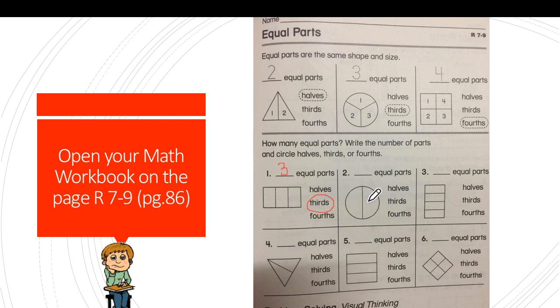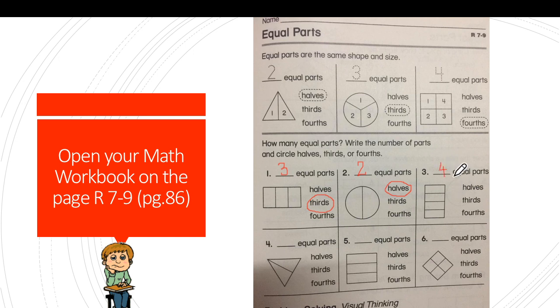Now let's see how many equal parts we have here. 1, 2. Write number 2 on the line on the top. What do we call two equal parts? Two equal parts we call halves. How many equal parts we have here? 1, 2, 3, 4. Very good, right? 4.